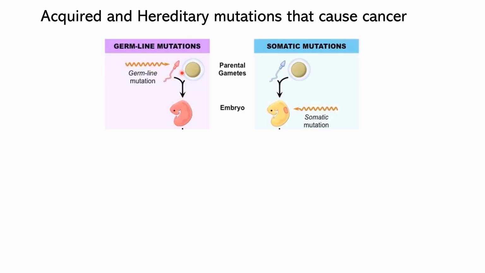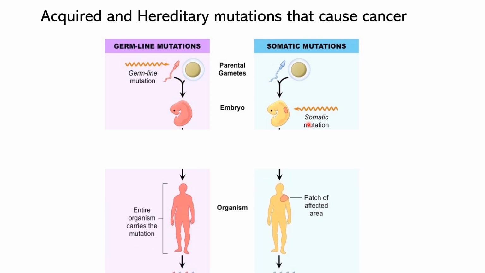First of all, we have the germline mutations, which means that these mutations occurred in the sperm or the egg of the parents, okay? And we have somatic mutations, and this means that these mutations occurred in the embryo. And that's a very big difference between the mutations occurring in the sperm or egg or in the embryo. And we will see why.